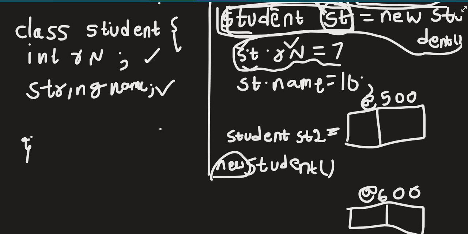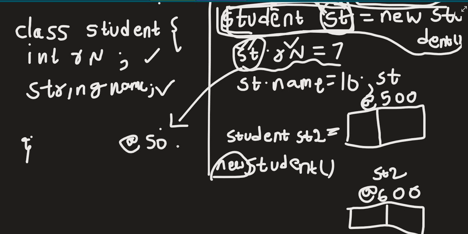So this st indicates 500. Let us suppose this is st, this is st2. This st indicates the address 500. First I am going to the location, the st location. St means here 500. I am again telling you, this value st indicates an address.